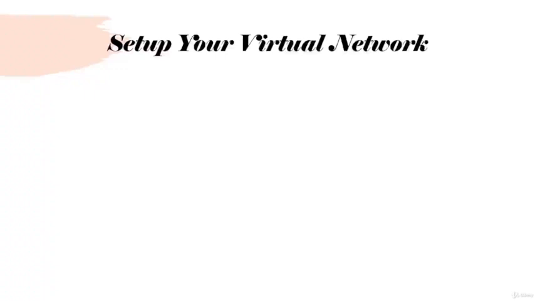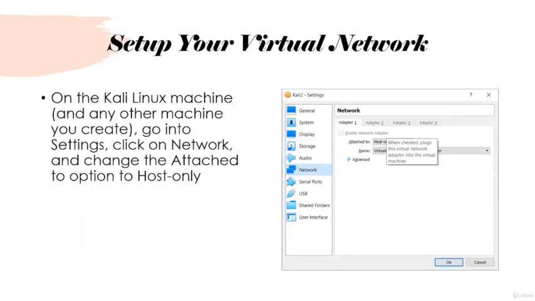Okay, so now let's go through actually how to set up our virtual network so our machines will be able to talk to each other and our laptops can actually talk to our virtual machines. So what you're going to want to do on a Kali Linux machine in the VirtualBox window, you're going to want to right click it again, click on settings, and then click on network and change the attached to option to host only, alright?